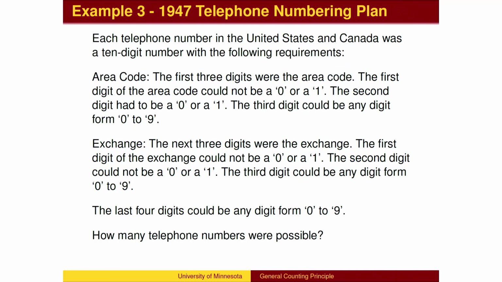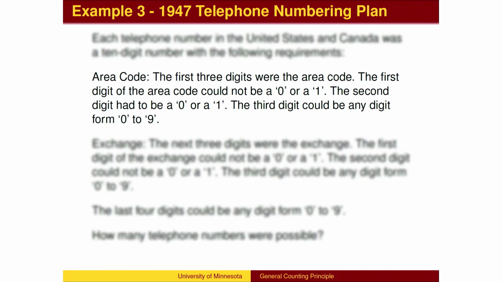Here's a final example. In 1947, the United States and Canada adopted a telephone numbering plan as follows. The first 3 digits were the area code. The area code could not start with 0 or 1. 0 would dial the operator, and 1 was an indicator that you were calling somebody long distance.